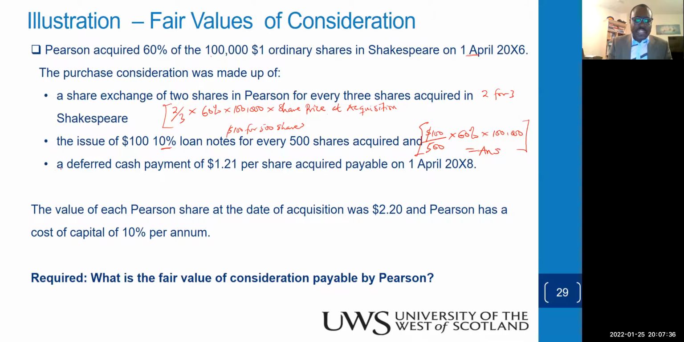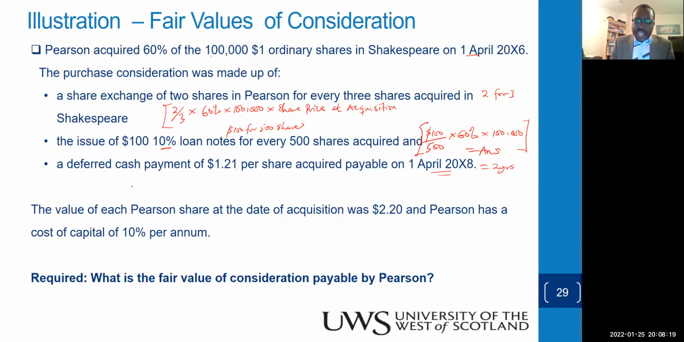Then the next one, they said that in addition to the share exchange and the loan exchange, we are also going to give you a deferred cash of 1.21 per share, payable on 1st April 2018. So consider the date. Look at the time that we acquired the company, April 2016 to 2018. That's 2 years. So the money that we will pay you in 2 years is not the same in value. Time value of money. If you remember your financial management, this comes into play. You need to discount it with a discounting factor, okay?